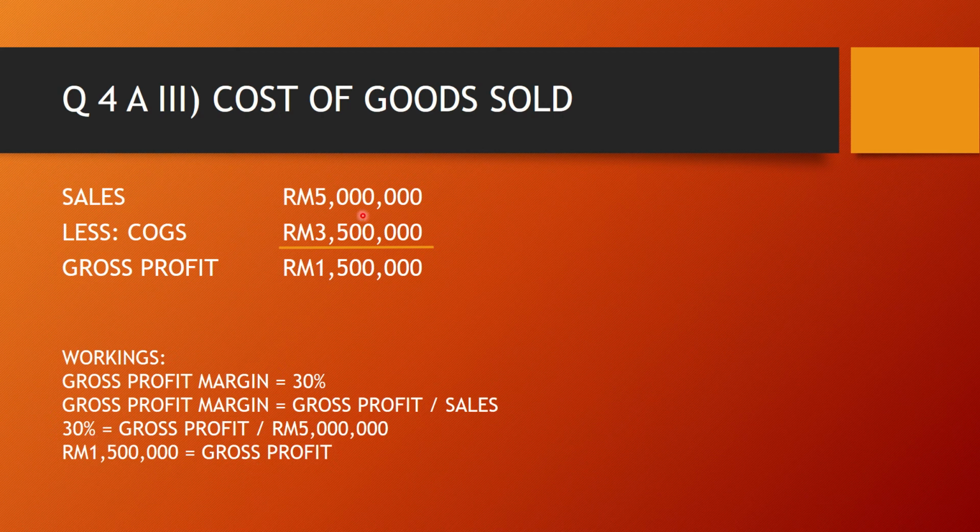Now we know the information for sale at 5 million, gross profit at 1.5 million. To get the cost of goods sold, just minus the amount of sale 5 million with the amount of gross profit. So the answer for cost of goods sold is 3.5 million.